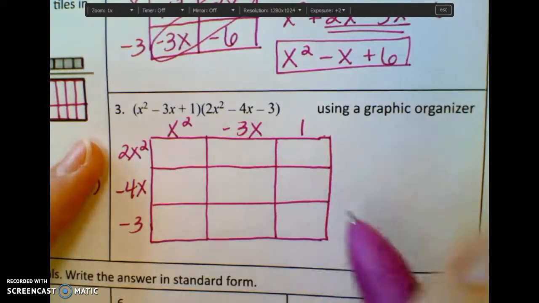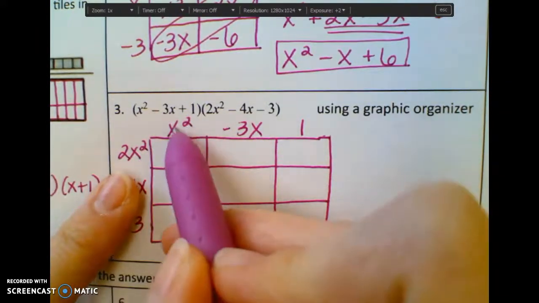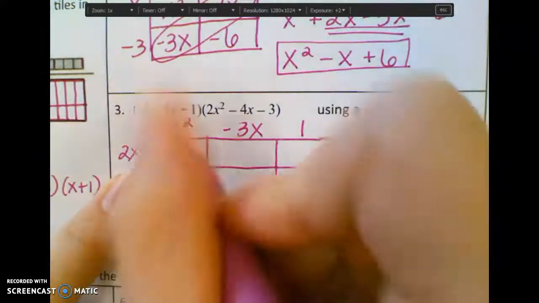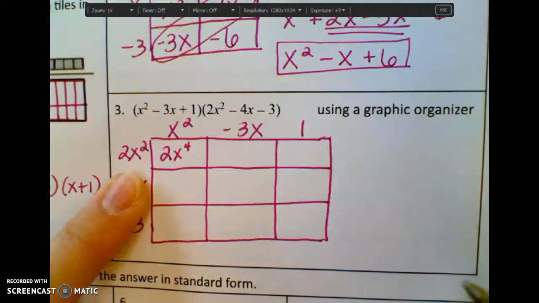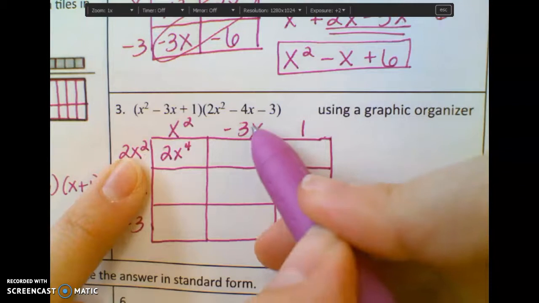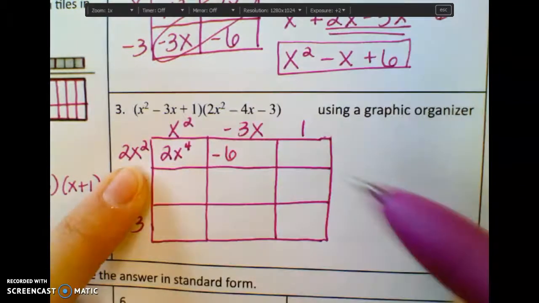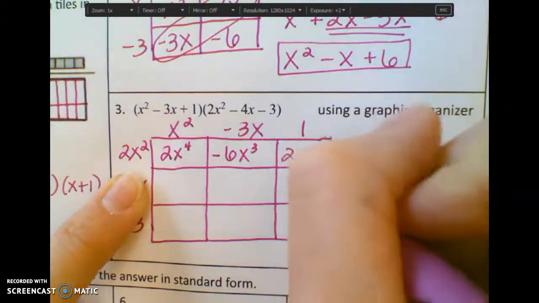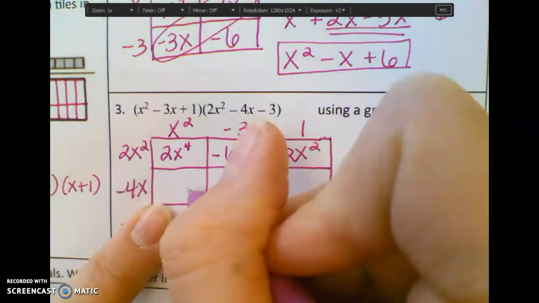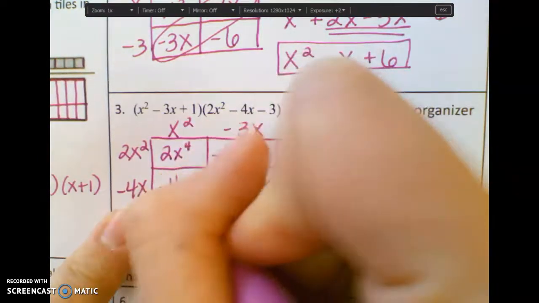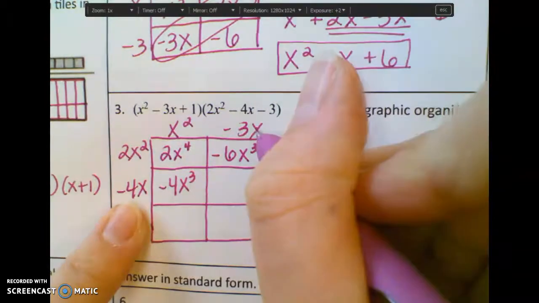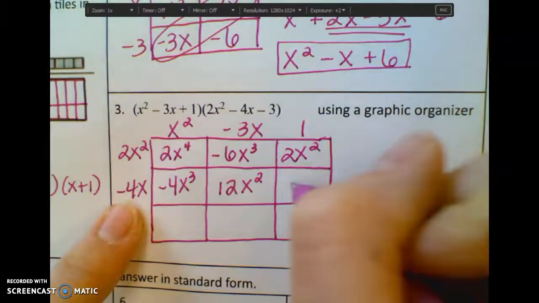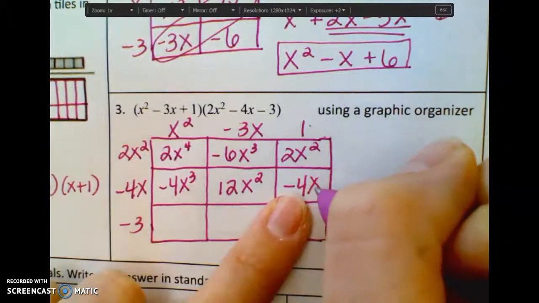and multiply. So we have 2x squared times x squared. Well, we multiply the coefficients. The 2 times 1 is 2, and then x squared times x squared, we add those exponents to get x to the 4th. 2x squared times negative 3x, multiply the 2 and the negative 3 to get negative 6. X squared times x, add the exponents, x cubed. Then times 1, of course, is just 2x squared. Next one, negative 4x times x squared, we get negative 4x cubed. Negative 4x times negative 3x gives us positive 12x squared. Be careful of that. And then negative 4x times 1 is just negative 4x.